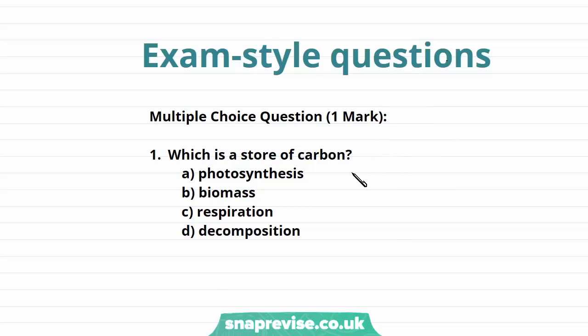The first is a multiple choice question, which asks, which is a store of carbon? A, photosynthesis, B, biomass, C, respiration, or D, decomposition. And the answer is B, because B is a store of biomass, whilst these others are processes of carbon movement.